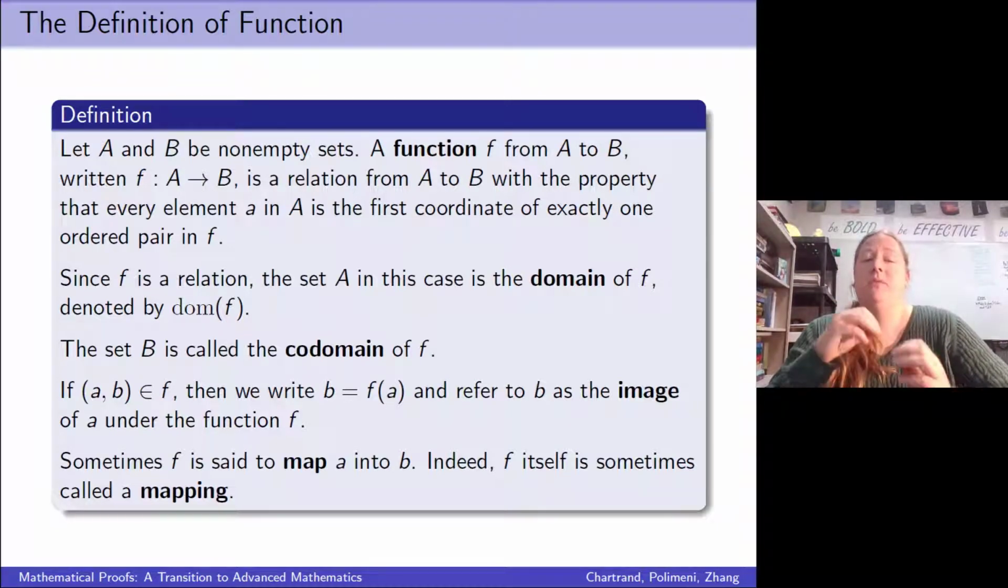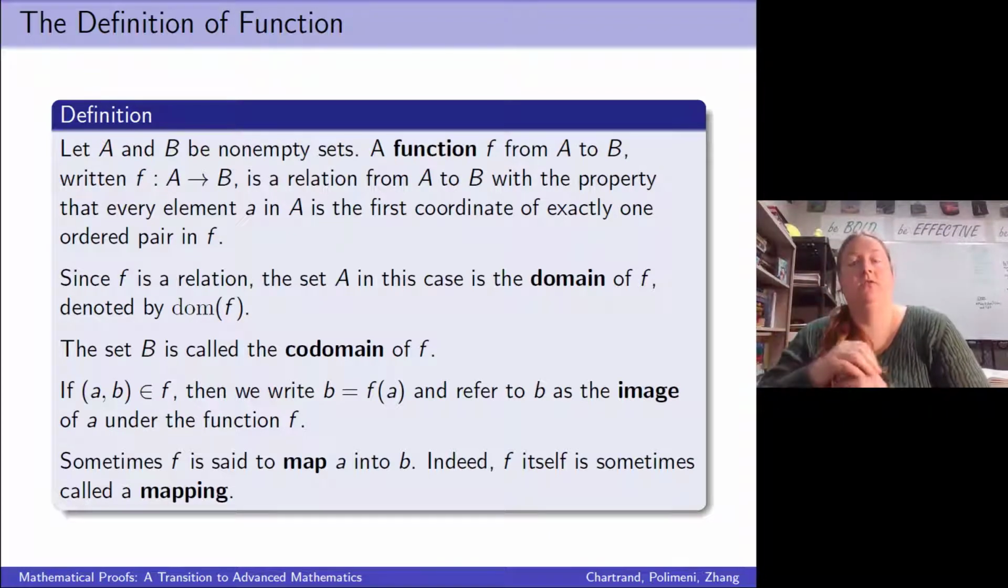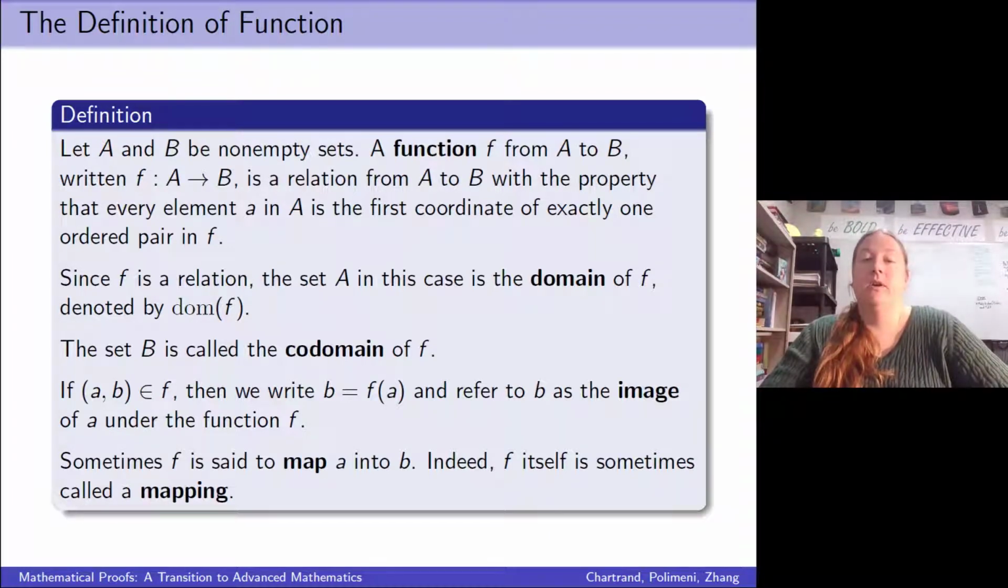Likewise, we call B the codomain of f. So the set that we're mapping to, those elements that are going to appear as the second coordinates, whether or not they actually appear, the set that they're being pulled from, that whole set is called the codomain.